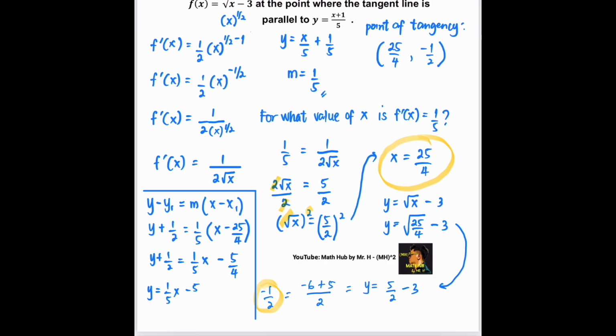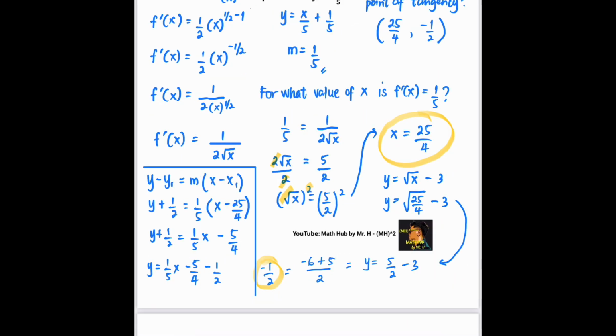So minus 5 over 4 stays the same. However, positive 1/2 will move to the right-hand side, which will make it become negative 1/2. All right, so to continue, we'll have y equals 1 over 5x. All right, so negative 5 over 4 minus 1/2 is equal to negative 7 over 4. This is the equation of the tangent line.